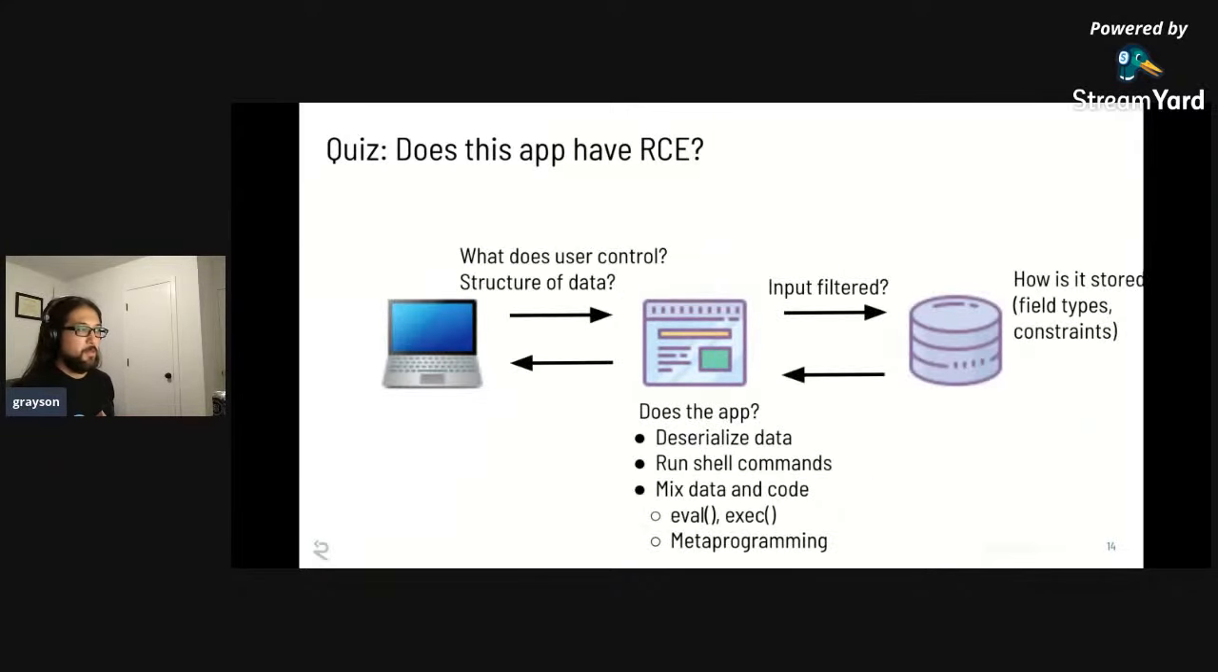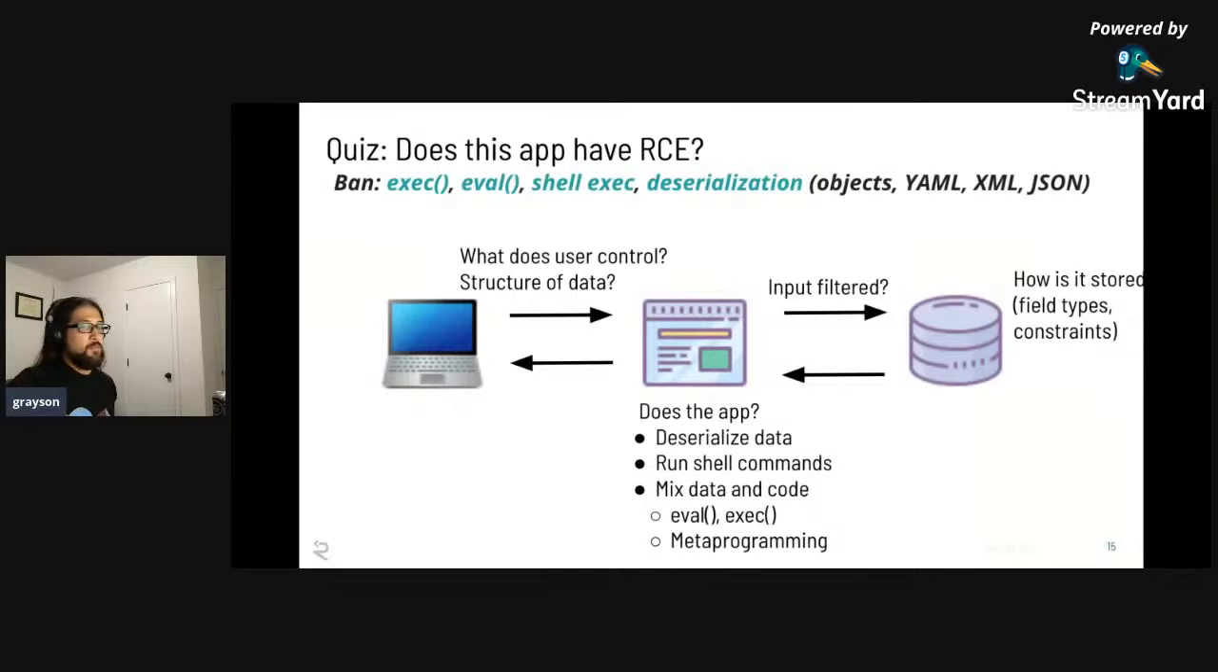Same thing with RCE. What does the data look like? What's the structure of the data? Is it sanitized in any way? How is it stored? Is it sanitized when it comes back out? And then what are all the ways that RCE can happen? It can happen when stuff gets deserialized, which is very common. Shell commands, like shelling out to other things. Metaprogramming, where you format a string that you then execute as code, something like that.